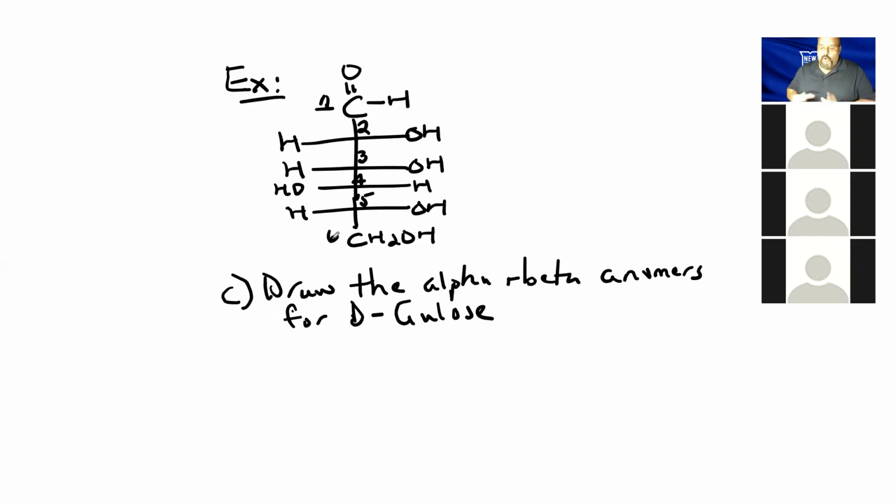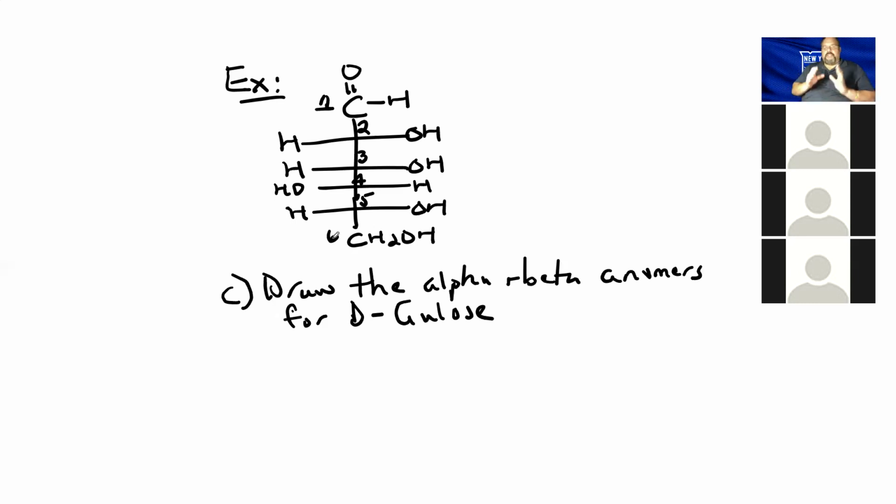So, what were the steps that we talked about? Step 1. What we want to do is take the Fischer projection and turn it 90 degrees clockwise. I know I'm going clockwise, but it looks all right.